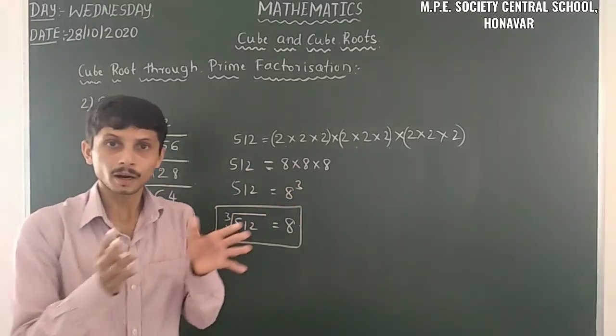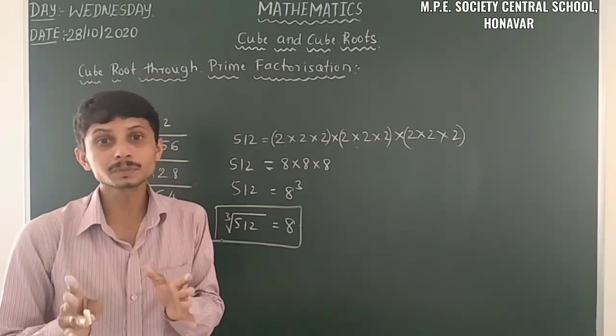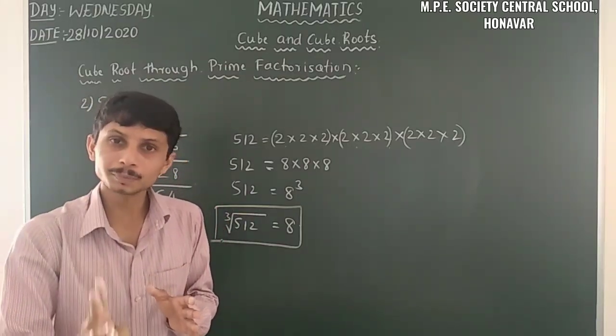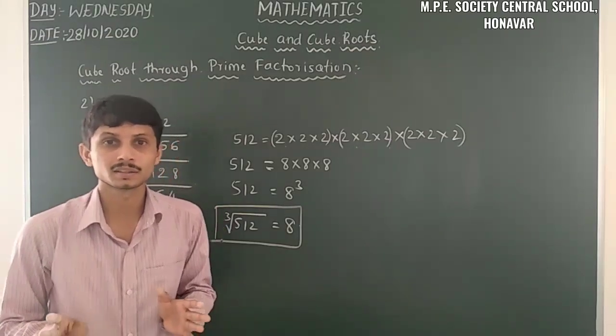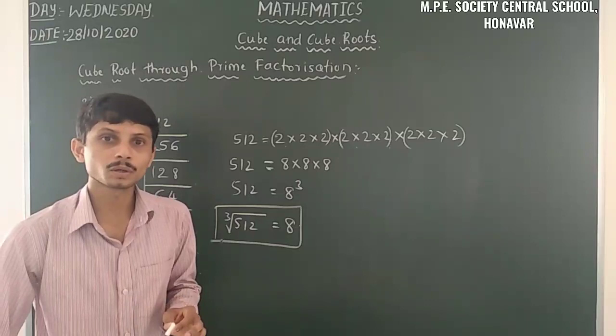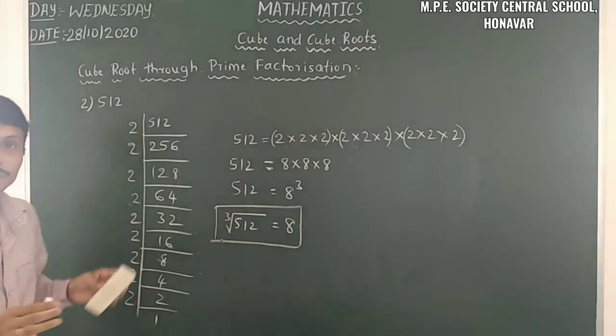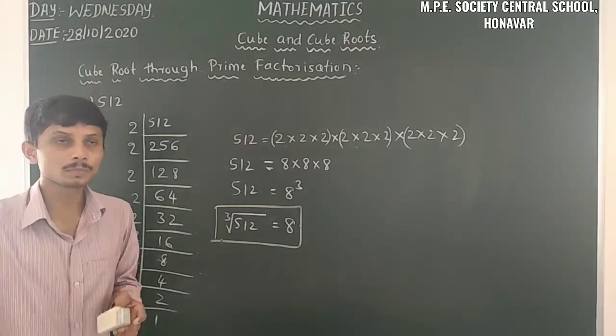Apart from the prime factorization method, there is one more method. It works only when the number is a perfect cube; only then can we find the cube root of that number. So let us look at that step here. That one is the cube root of a cube number.